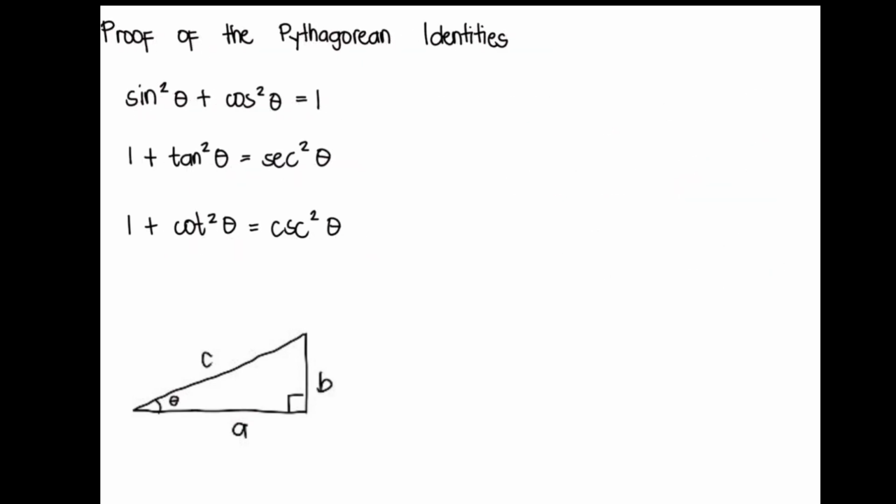Now for the second one, 1 plus tangent squared theta equals secant squared theta. For this, I'm going to write the expressions for tangent theta and secant theta. Tangent theta would be equal to opposite over adjacent, so b over a. Secant theta would equal the reciprocal of cosine. That is how secant is defined. So secant theta would be equal to hypotenuse over adjacent, so c over a, which is the reciprocal of a over c, cosine theta.